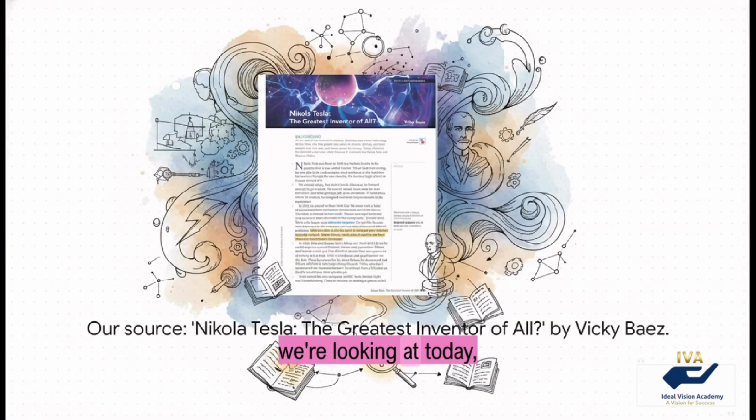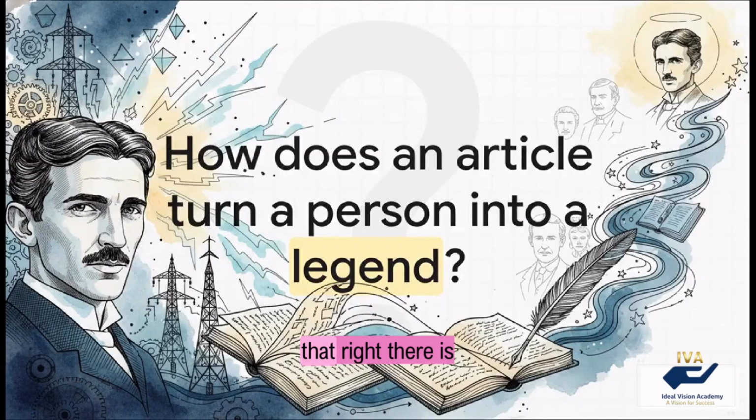So this is what we're looking at today, an article by Vicky Baez. And it asks a really big question right there in the title. But for our purposes, we're actually going to look past that question and focus on something else, how the author goes about trying to answer it. And that right there is the real heart of what we're talking about. How does this happen? It's not just about what happened in Tesla's life. It's about the very specific, very deliberate choices a writer makes to shape how we see him, to build a story that feels larger than life.